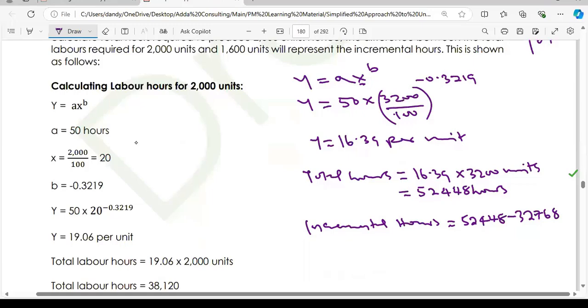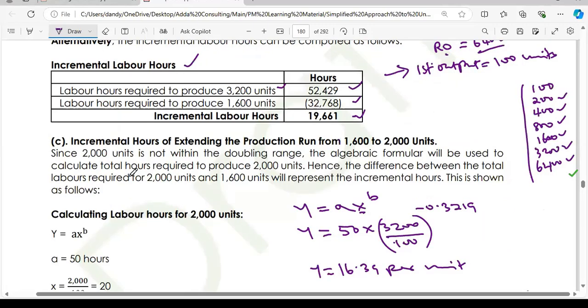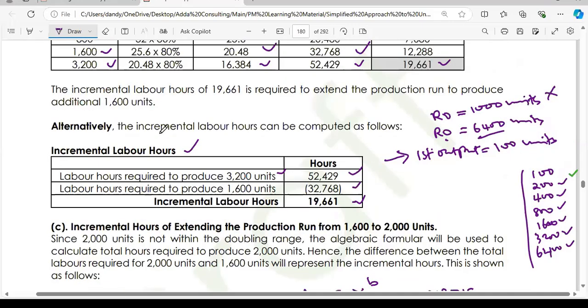52,448 minus 32,768. That's 19,680. So that's it. This one is 19,661. The difference is due to rounding. So whether you use the tabular method or the algebraic method, you are expected to get the same answer.